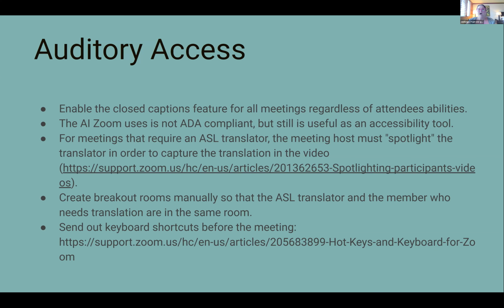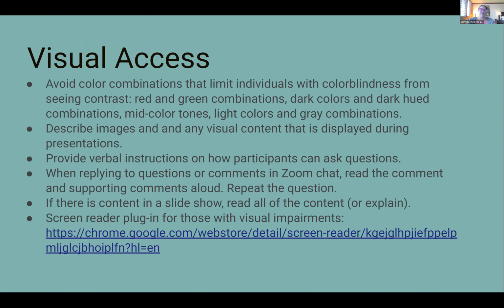For visual access, it's really important that you avoid using color combinations that limit individuals with color blindness from seeing contrast. Those are red and green combinations, dark colors and dark hued combinations, mid color tones, and light colors and gray combinations. For this particular presentation, for instance, I use a tool to check and make sure that we have the right contrast between the color of the text and the color of the background.